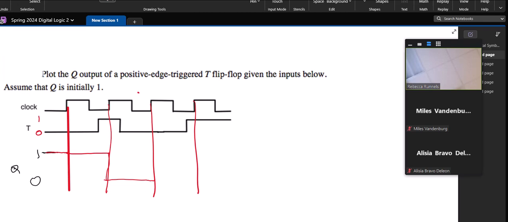When we get to the next positive edge, again we look at T. We see that it's 0. 0 means no change. So it'll stay where it is until the next positive edge. At the next positive edge, T is 1. That means we're going to complement, and Q was 0, and it will become 1. So if y'all have any questions, do make sure that you ask.